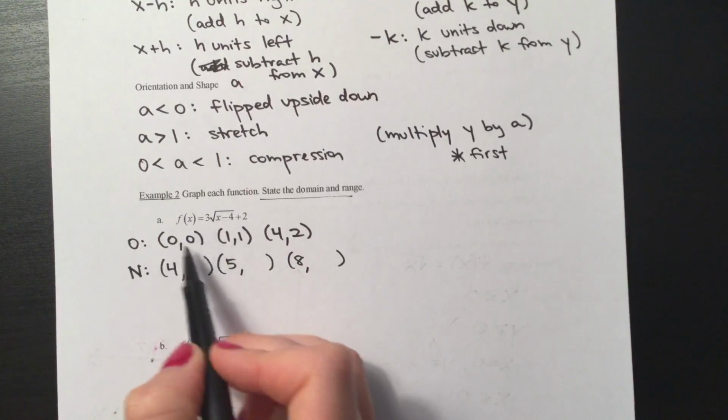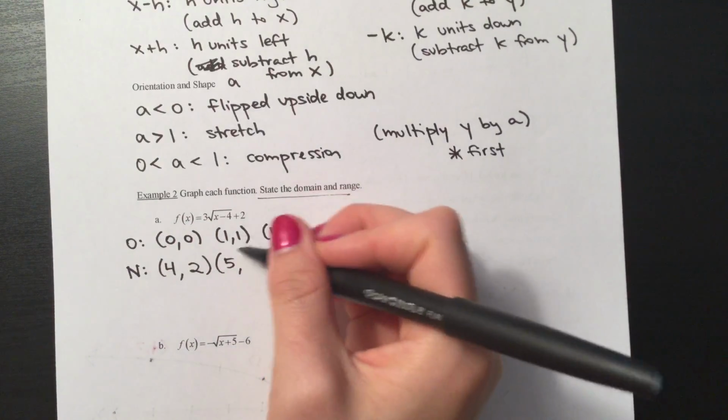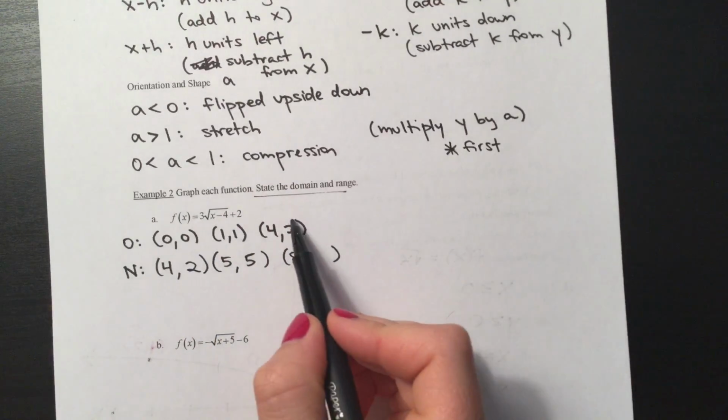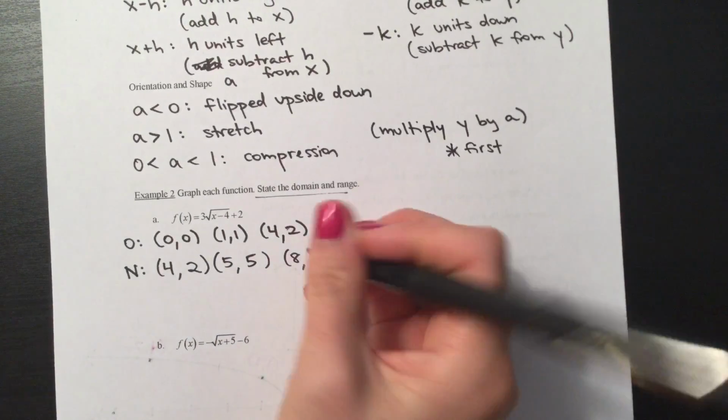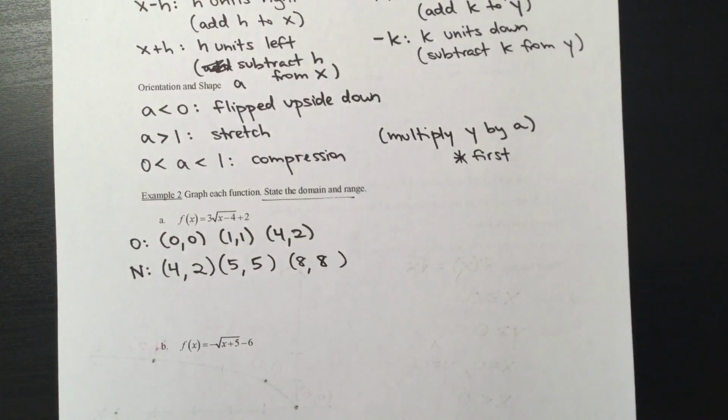Okay, so multiply by 3, you get 0. Add 2, you get 2. Multiply by 3, you get 3. Add 2, you get 5. And multiply by 3, you get 6. Add 2, you get 8. So we're going to plot these 3 points. Once we plot those 3 points, we'll have our graph. That'll be part of the answer, and then we're going to write down the domain and range.